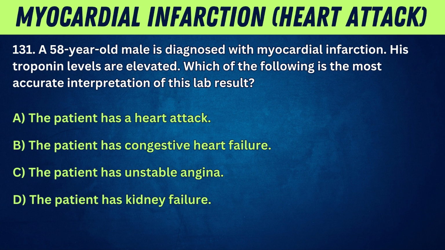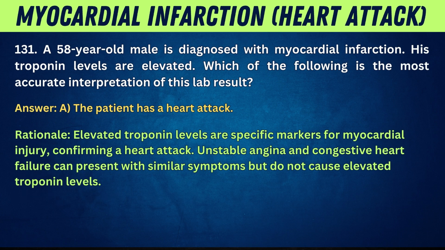131. A 58-year-old male is diagnosed with myocardial infarction. His troponin levels are elevated. Which of the following is the most accurate interpretation of this lab result? A. The patient has a heart attack. B. The patient has congestive heart failure. C. The patient has unstable angina. D. The patient has kidney failure. Answer: A. The patient has a heart attack. Rationale: elevated troponin levels are specific markers for myocardial injury, confirming a heart attack. Unstable angina and congestive heart failure can present with similar symptoms, but do not cause elevated troponin levels.